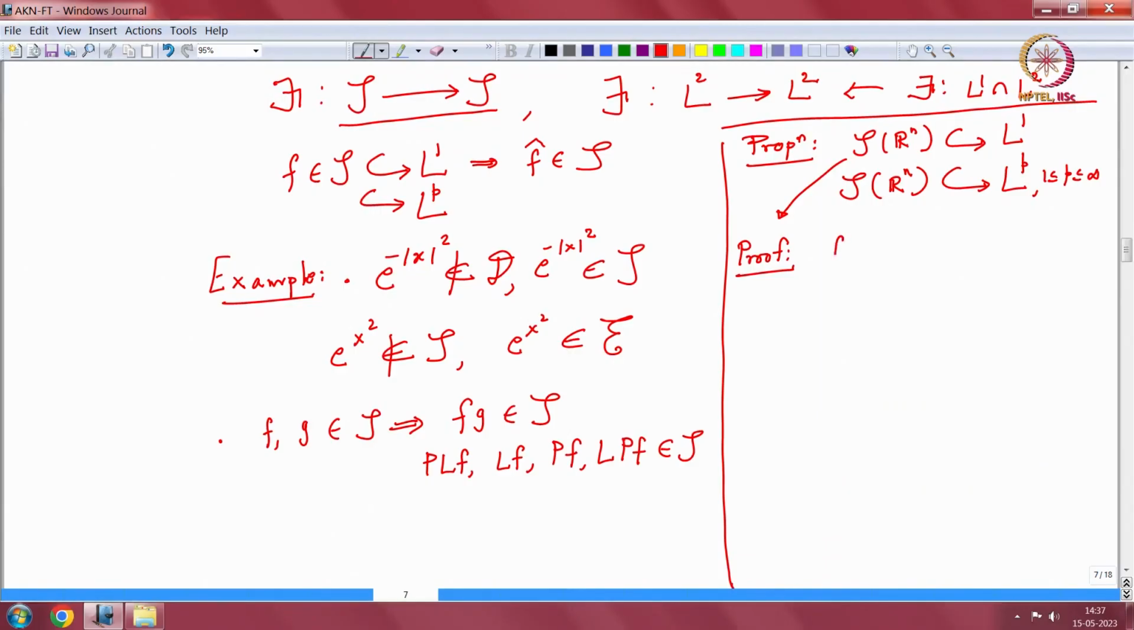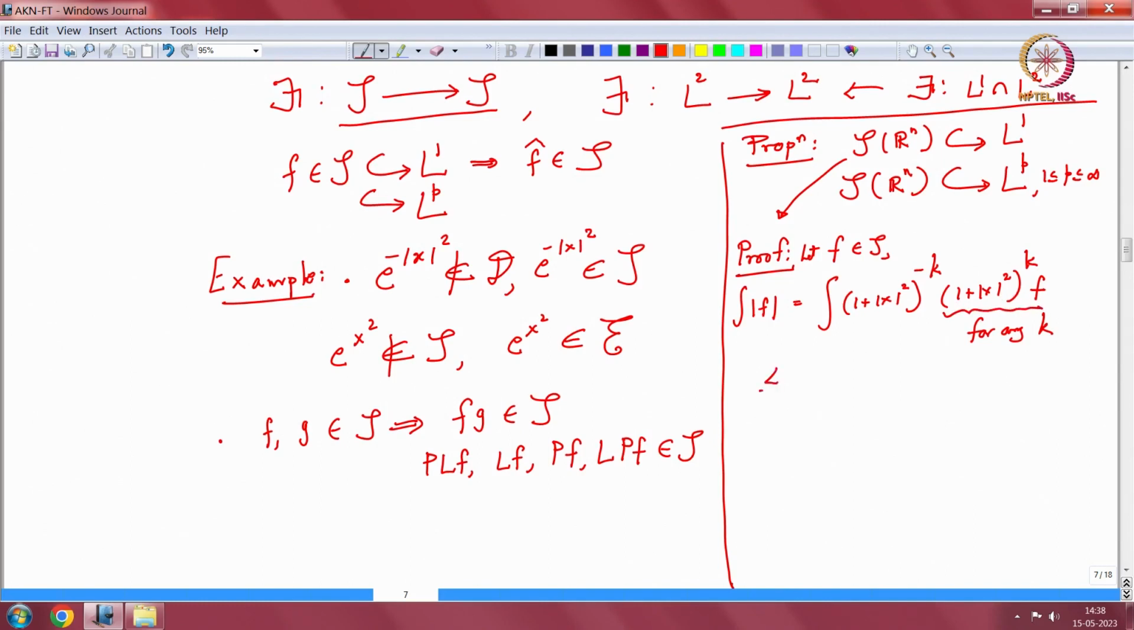So, assume f is in zeta. You want to show that you can compute the integral of mod f. So, I will write down 1 plus mod x square to the power minus k. I will choose my k later, but this is true for any k: 1 plus mod x square power k times f is there for any positive integer k. Since f is in zeta, this is a bounded quantity.